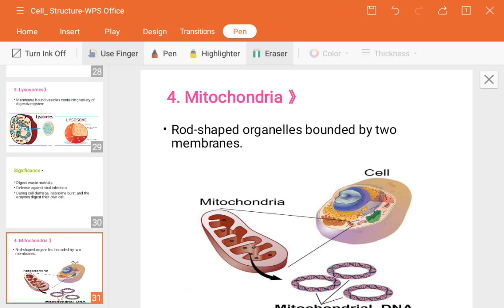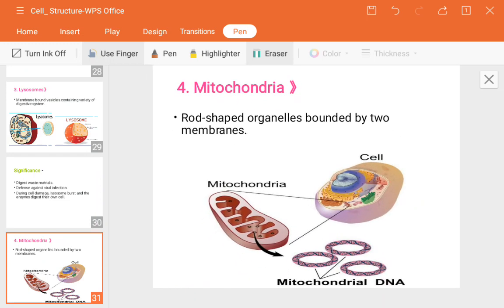It is a rod shaped organelle bounded by two membranes. So what is its specification? Most of the cell organelles have double membranes only. So what about the mitochondria? It is also rod in shape and it has two bounding membranes. Now we will see its structure, how it looks.